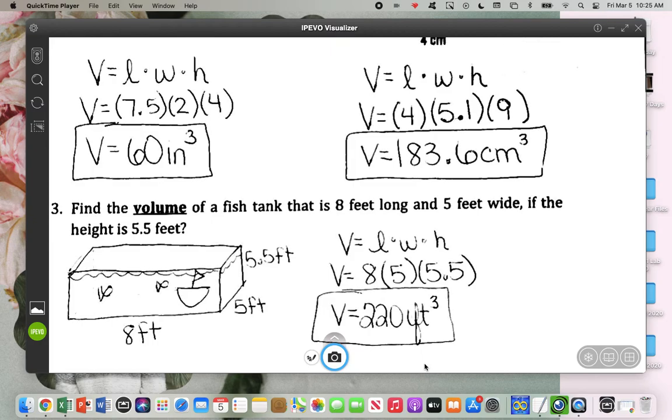But my mom never wanted to clean the fish tank. She let my brother do it. All right, so do you guys have any questions about volume? We've got to stop the fish talk for just a little bit. One more thing. Nope. No fish talk.